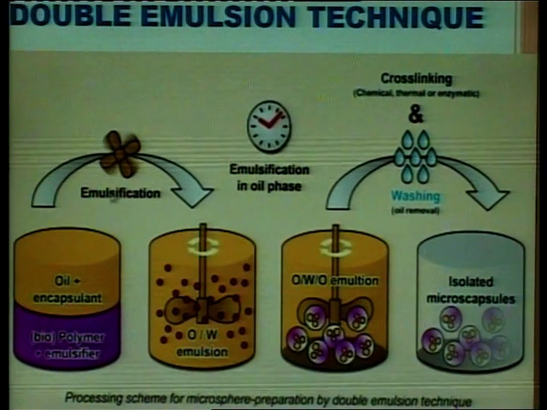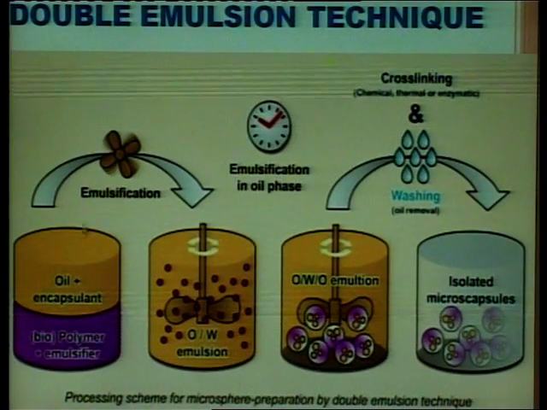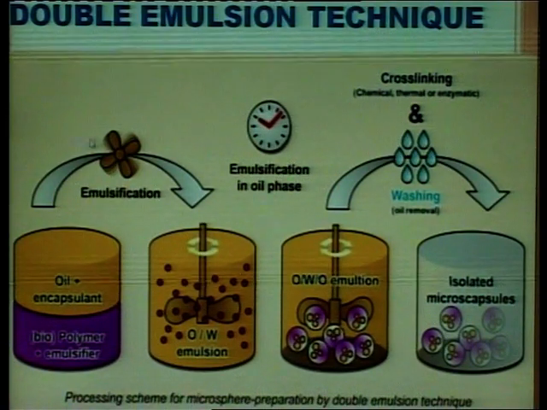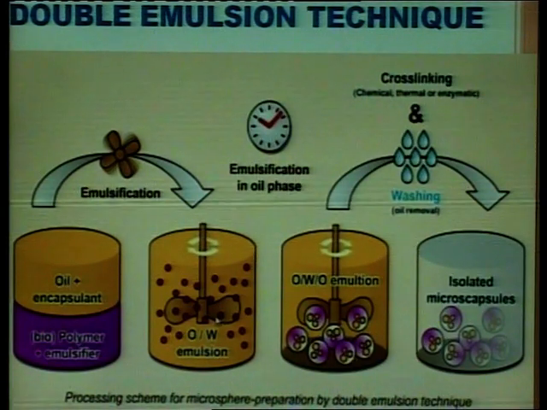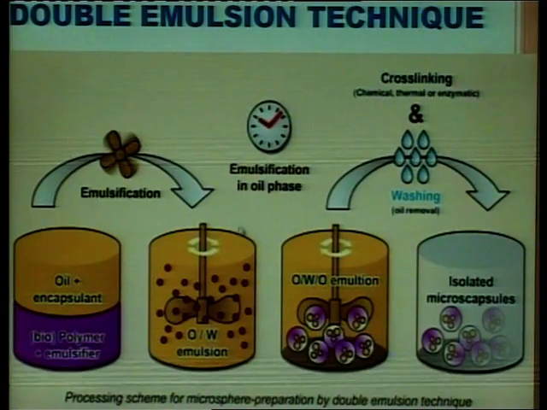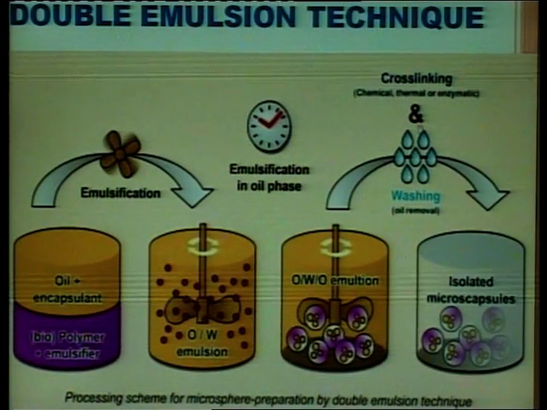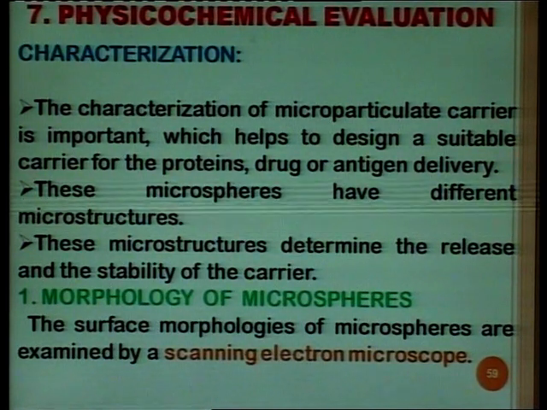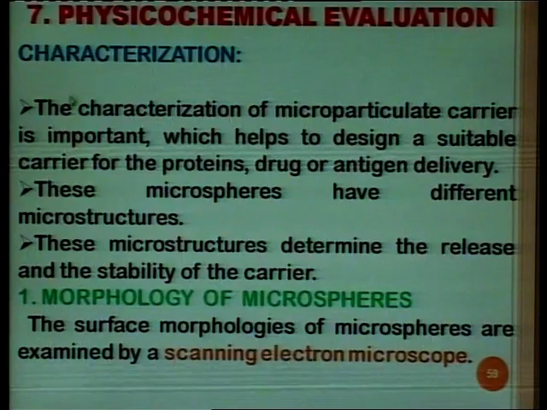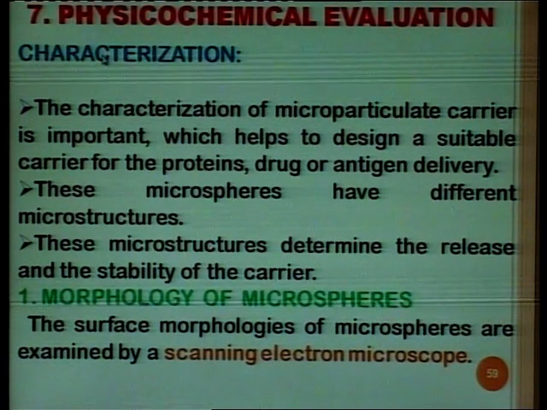This is the double emulsion technique. In this you do the emulsification twice. First of all you add the encapsulant, emulsification is done, then an oil in water emulsion is formed, and in the oil in water emulsion you again add the emulsifier, then an oil in water in oil emulsion is formed, then cross linking, washing, and isolated microcapsules are formed. So with this we complete the microencapsulation technologies or various methods of microencapsulation.